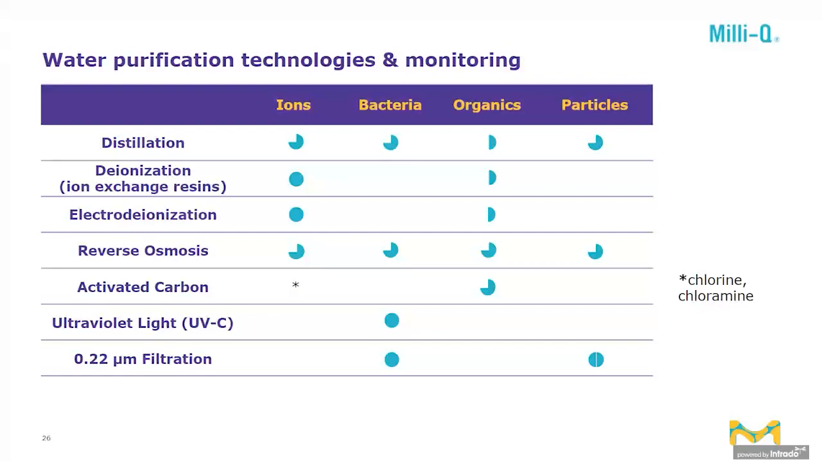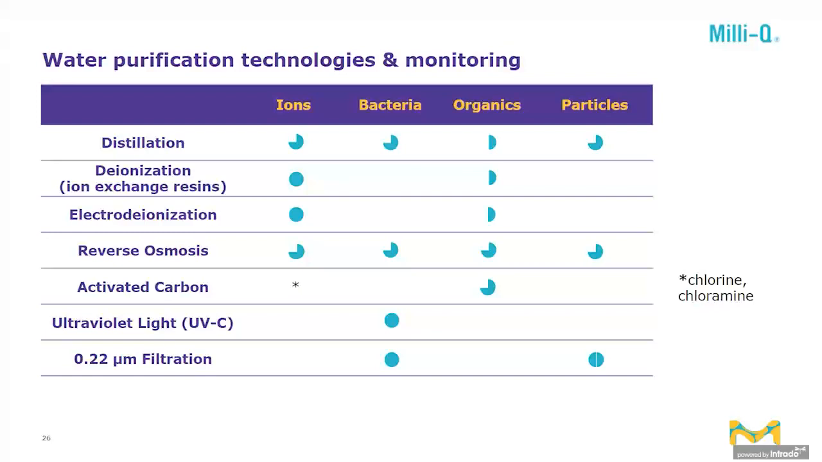Another way of purifying water that you may have in your lab is deionization. This is done with ion exchange resins. Usually you see those in big bottles. These ion exchange resins may be either positively charged and then retain negatively charged ions, or they may be negatively charged and then they will retain positively charged ions. It's a great method to remove ions and charged organic molecules. However, it will not remove the other contaminants at all. That's one drawback of this technique.